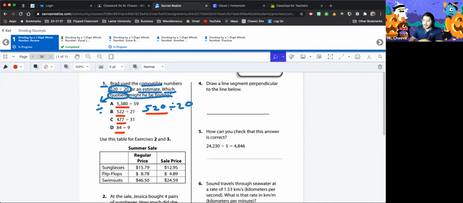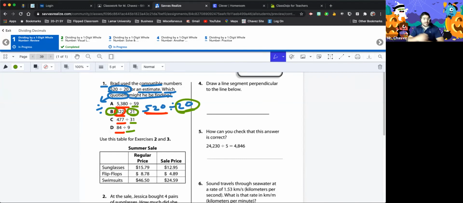So the closest number to 520 is this one, 522. So maybe our answer is B. But look, which number is closest to 20? Is it 59, 21, 31, or 9? Which one's the closest one to 20? 21. And there's our answer. So letter B is our answer for number 1.